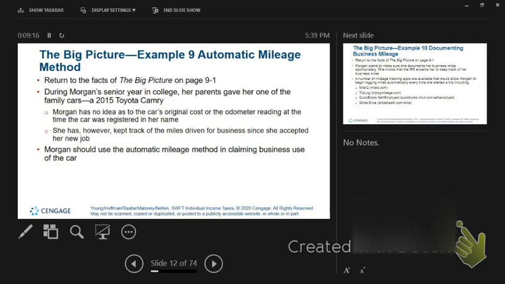Because one of the things they ask you is, how much did your car cost, and what was the original odometer reading when you got the car? Because they're trying to figure that out when you're using the actual.